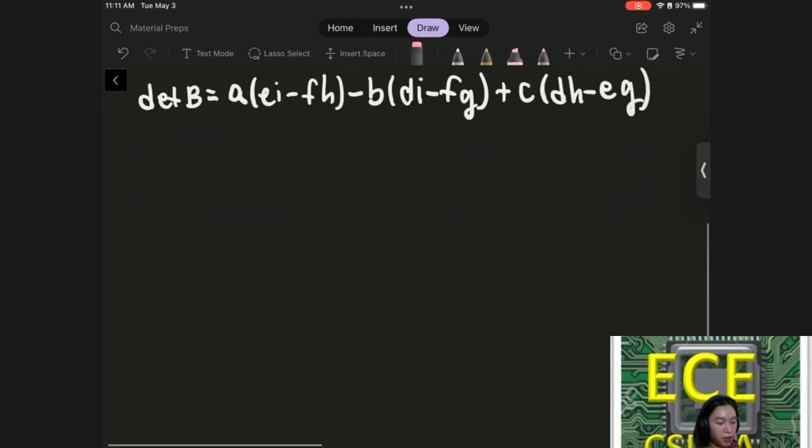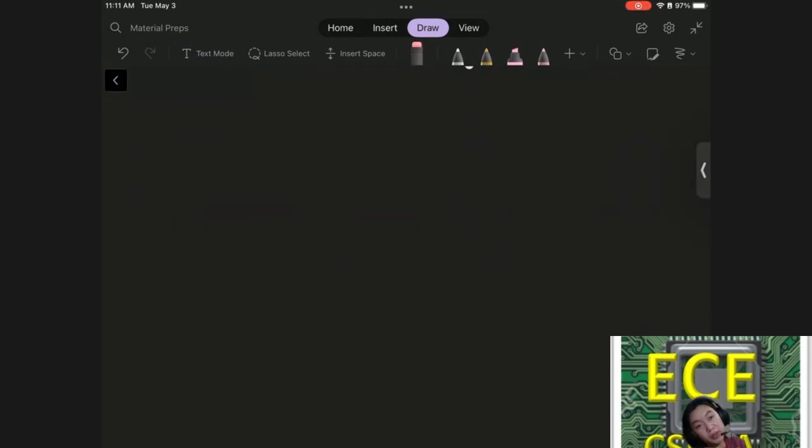So let's do an example of that. You can memorize the formula, or you can memorize how to derive the formula. It's up to you. Okay. Example.